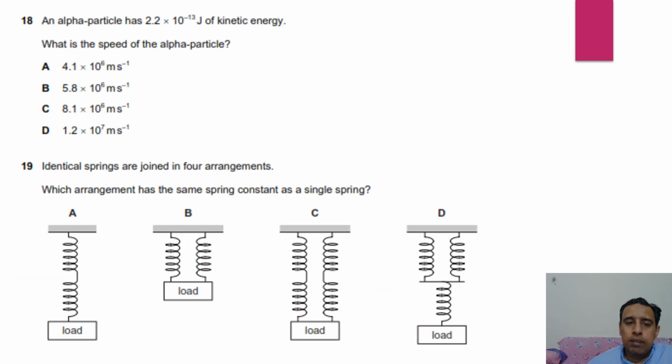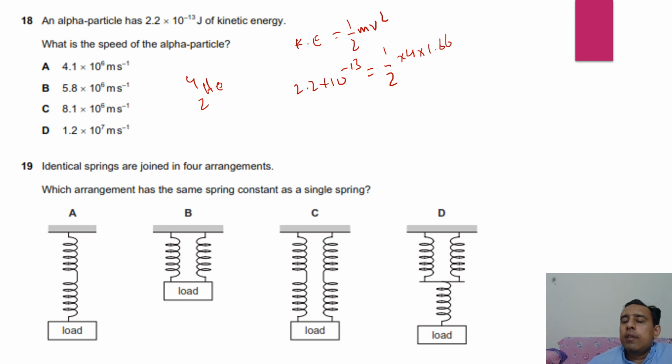Question number 18. In this question, for the alpha particle, you have to write the speed. So the kinetic energy is half mv squared. Kinetic energy is 2.2 times 10 to the power minus 13. So to write the mass of the alpha, you know that the alpha is like the helium nucleus. So mass is 4 multiplied with 1.66 times 10 to the power minus 27, and v squared. By solving through the calculator, v is the answer, that is 8.1. Yes, it's C.